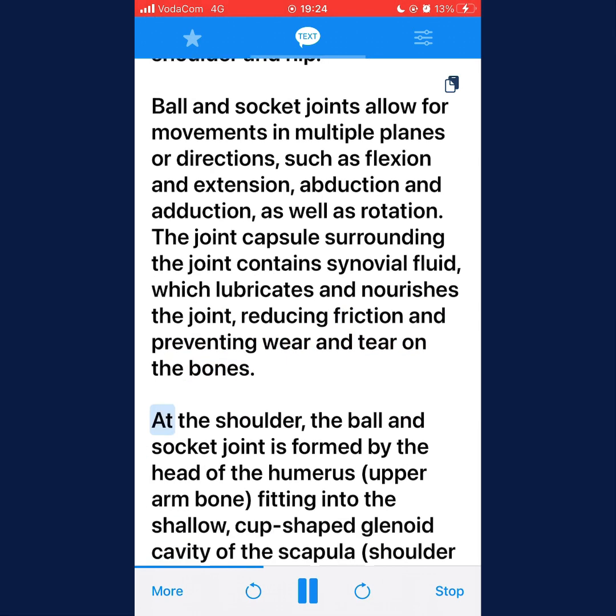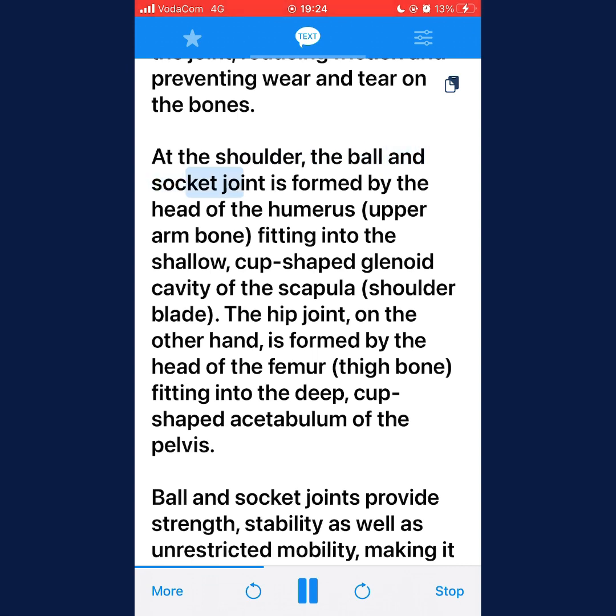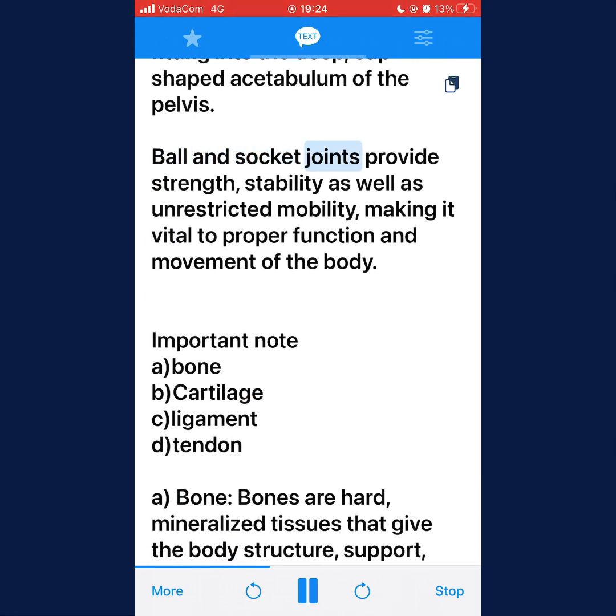At the shoulder, the ball and socket joint is formed by the head of the humerus, upper arm bone, fitting into the shallow, cup-shaped glenoid cavity of the scapula, shoulder blade. The hip joint, on the other hand, is formed by the head of the femur, thigh bone, fitting into the deep, cup-shaped acetabulum of the pelvis. Ball and socket joints provide strength, stability as well as unrestricted mobility, making it vital to proper function and movement of the body.